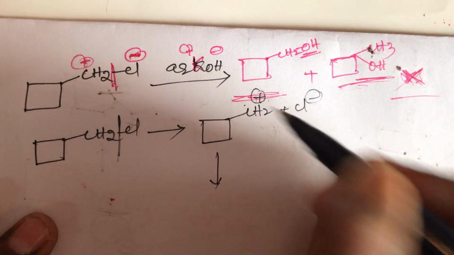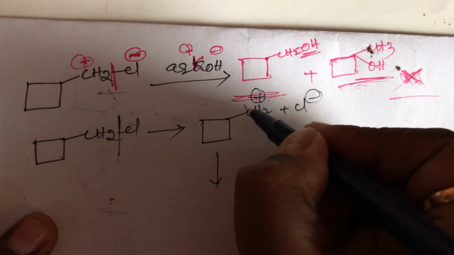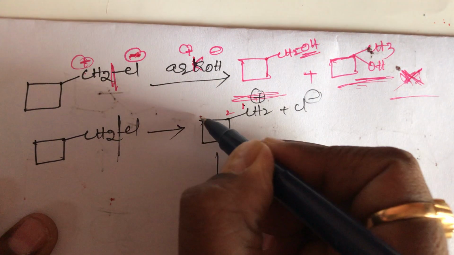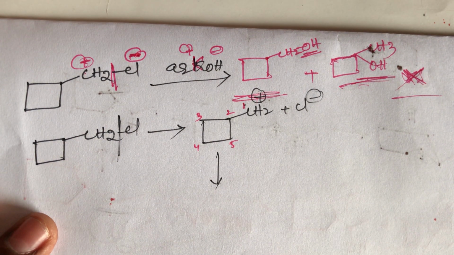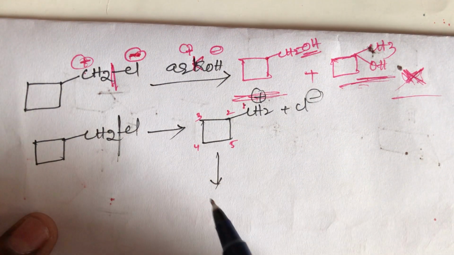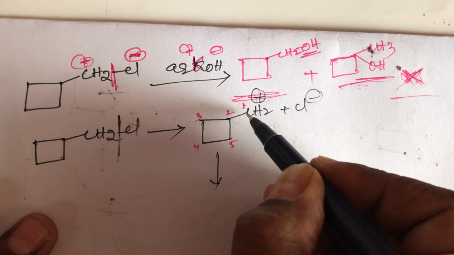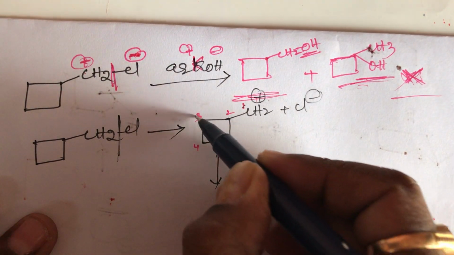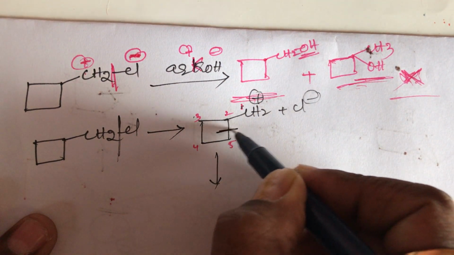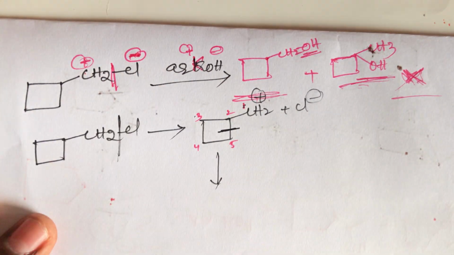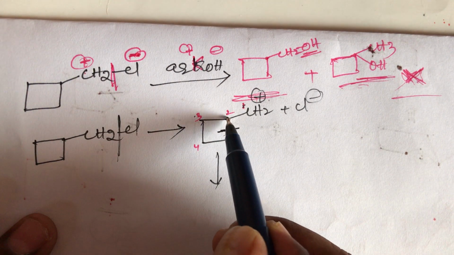Now in this compound, ring expansion happens through bond cleavage. I will give numbering, for understanding purposes only: this is the first carbon, second carbon, third carbon, fourth carbon and fifth carbon. The bond cleaves between the second carbon and the fifth carbon.